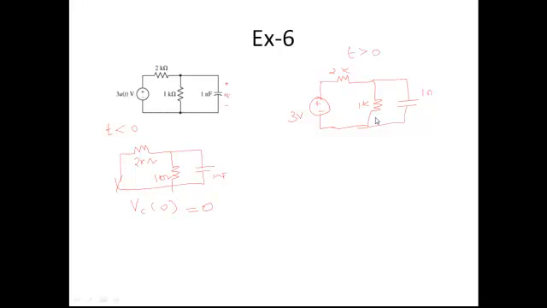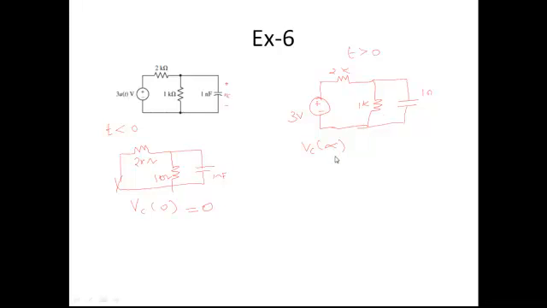Now you have to find out Vc of infinity from this circuit. So Vc of infinity, at the time t tends to infinity, that is steady state. Under steady state, the capacitance will act as an open circuit. So if the capacitance is acting as an open circuit, what is the voltage appearing across this capacitance? It is nothing but the voltage appearing across this 1 kilo ohm resistance.